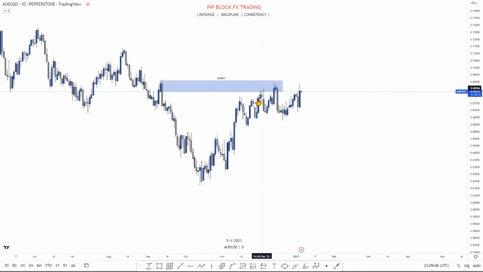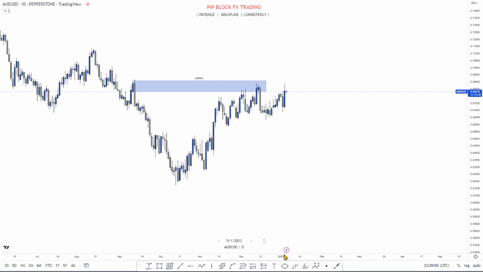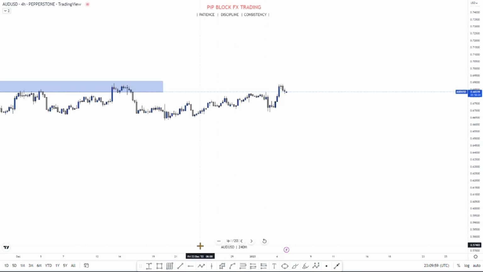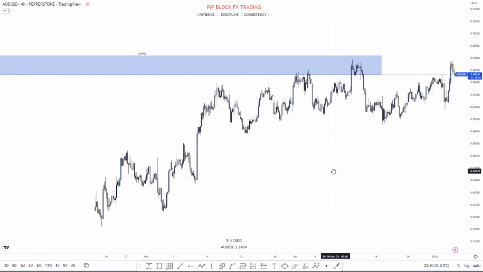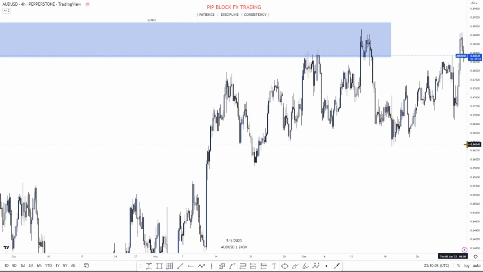Price trades into it, and then what do you expect? You expect sell confirmation to go on to take this trade. So let me go to 4H. Let's see what structure prints for us. All right, so we have our daily supply zone right there.